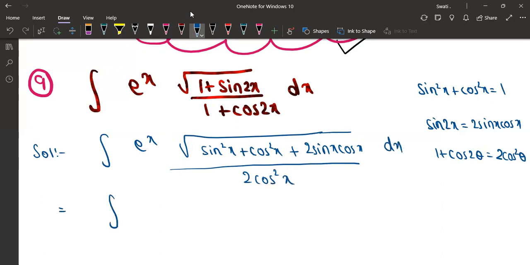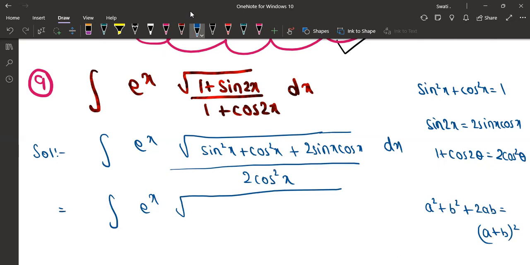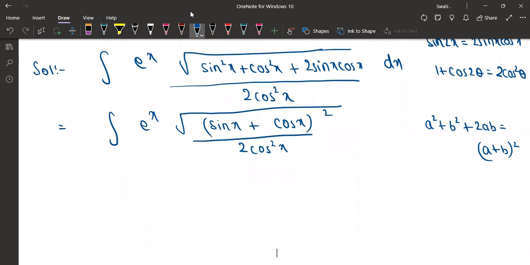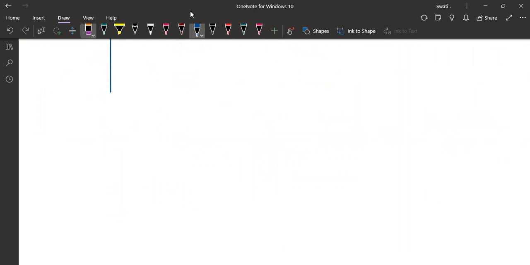Now this will become integration e raised to x. If you notice, whatever term we have inside the square root actually satisfies the formula a square plus b square plus 2ab. We know that a square plus b square plus 2ab is nothing but a plus b whole square. So using that formula, a is sin x and b is cos x. So it will become sin x plus cos x whole square upon 2 cos square x, right? Now, of course, this 2 that you can see in the denominator, I can write outside the integration as well.